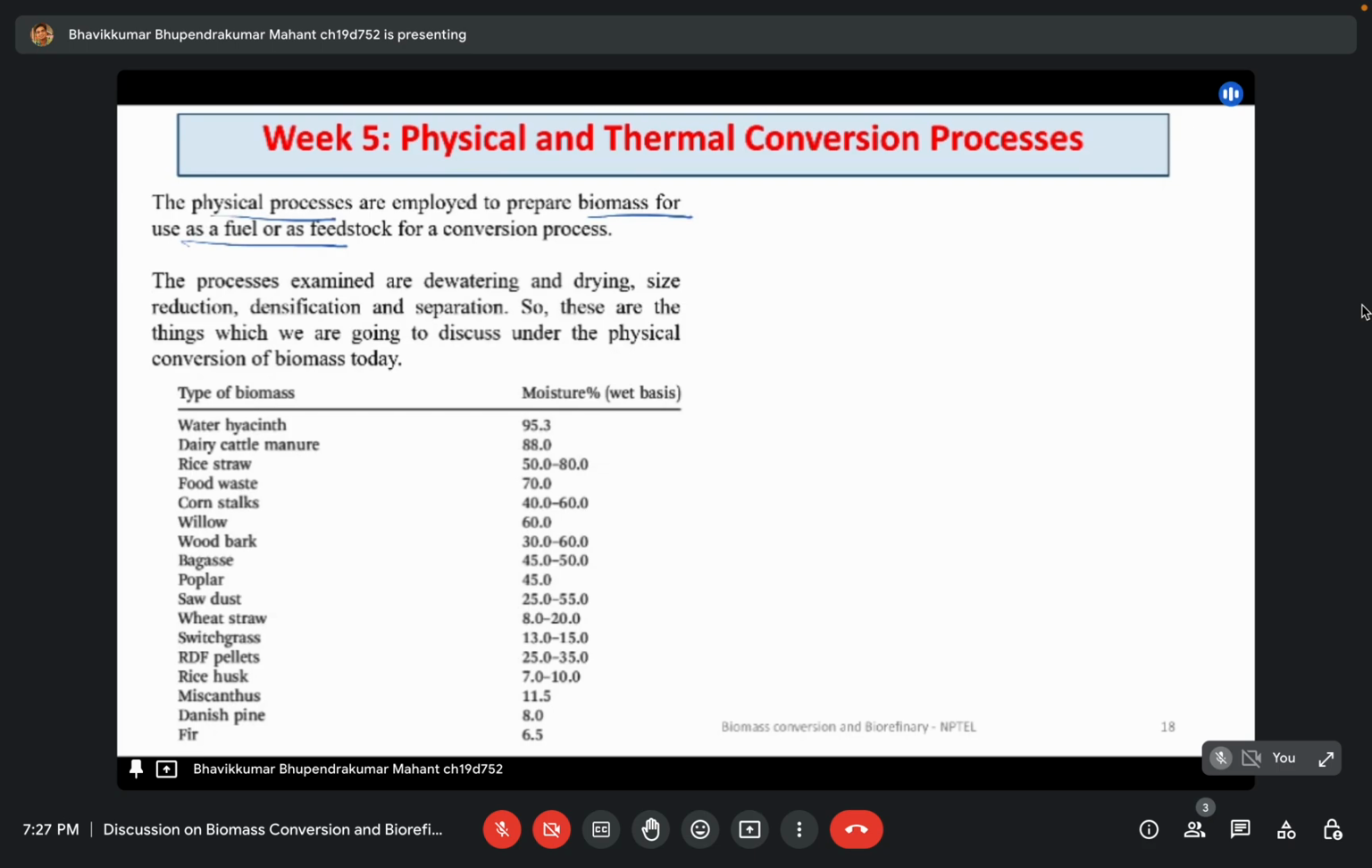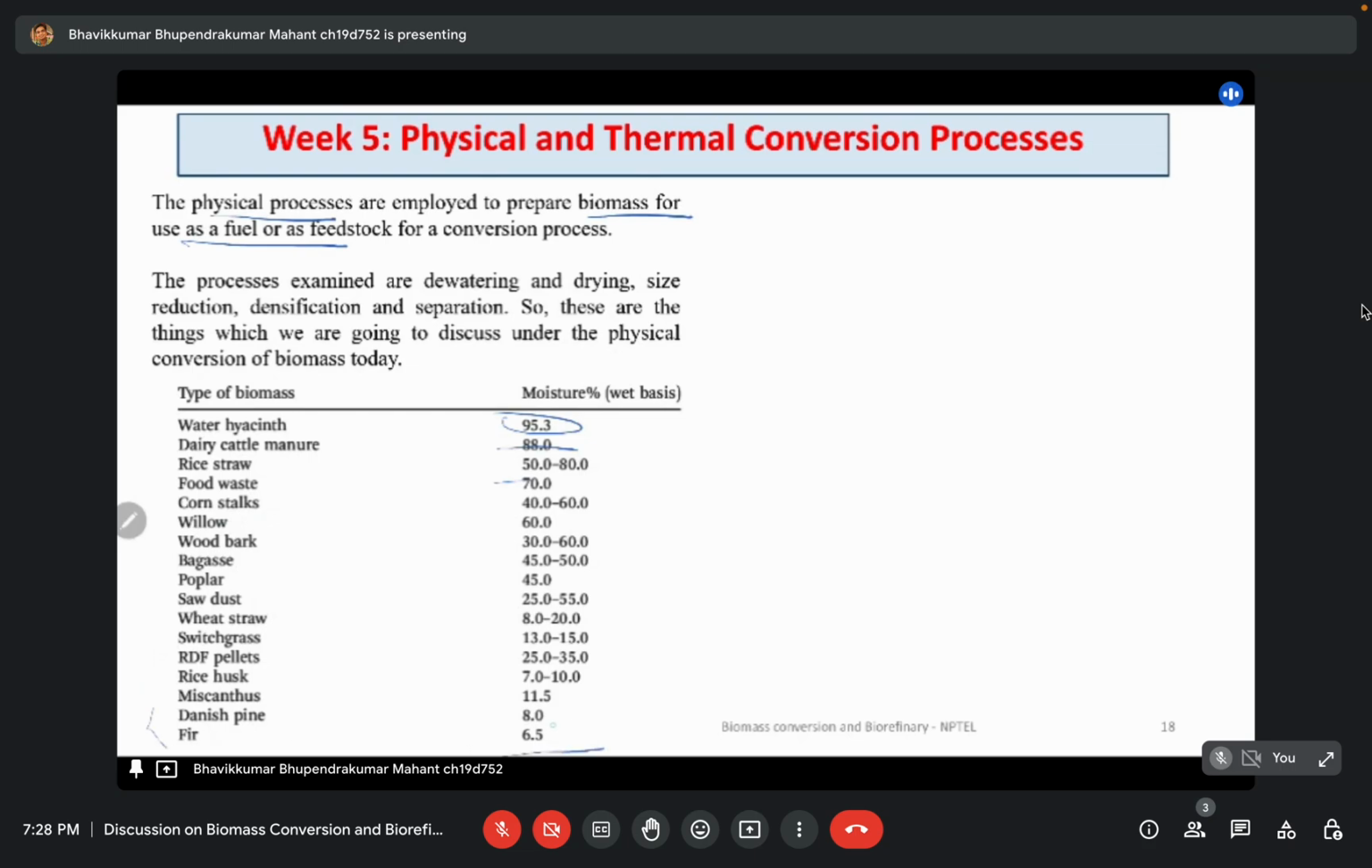Regarding the type of biomass, there are questions on this, like how much moisture percent it has. Water hyacinth, an aquatic biomass which comes from the water, has the highest amount of moisture percentage. Dairy cattle manure, the cow dung and all, also has a high amount of moisture percent, up to 80 to 90%. Rice straw, these are agricultural waste. Food waste, this is the range. Corn stalk, wood, bagasse, poplar, sawdust, switchgrass, these are different kinds of things.